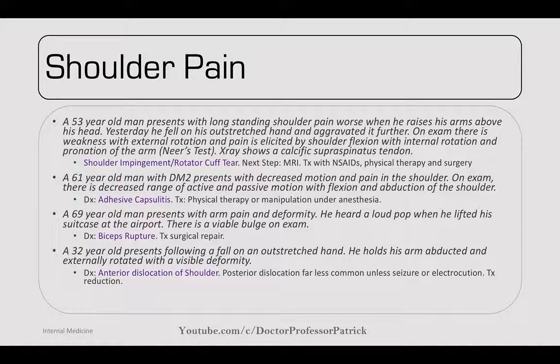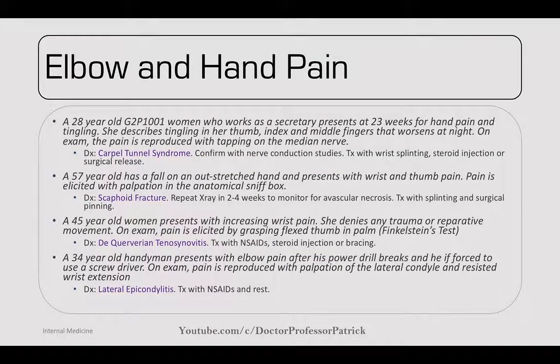This is a biceps rupture. You'd have to treat this surgically. And then last, we've got a 32-year-old who presents following a fall on an outstretched arm. He holds his arm abducted and externally rotated with a visible deformity in the shoulder. This is an anterior dislocation of the shoulder. Posterior dislocations are far less common unless there's a seizure or electrocution, and you want to treat this with reduction.